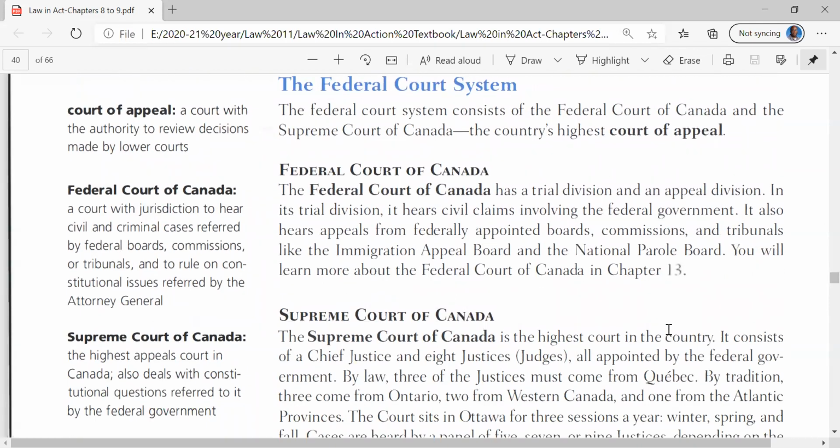So the Federal Court of Canada has jurisdiction to hear civil and criminal cases referred by federal boards, commissions, or tribunals, and to rule on constitutional issues referred by the Attorney General. So federal court deals with, let's say, criminal cases that involve aspects of the federal government, right? Commissions or tribunals, and anything the attorney general says goes there.